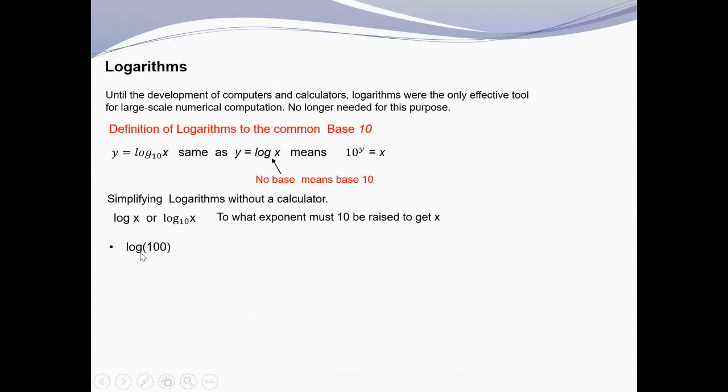Example. This is like base 10, because there's no base. So 10 to what power will give me 100? The answer is 2, because 10 squared is equal to 100. Log of 10,000 will be 10 raised to what power will give me 10,000? The answer will be 4, because 10 to the fourth power will give me 10,000.